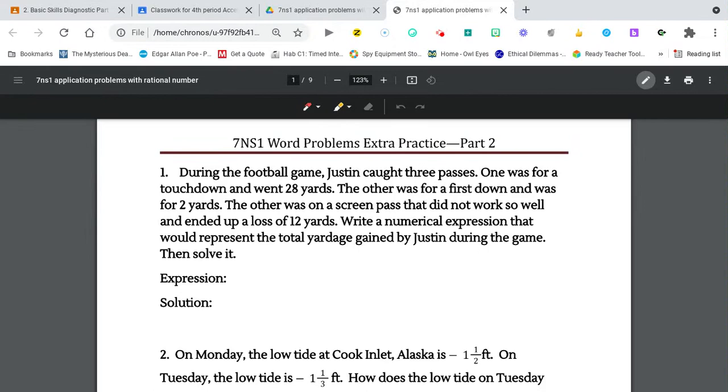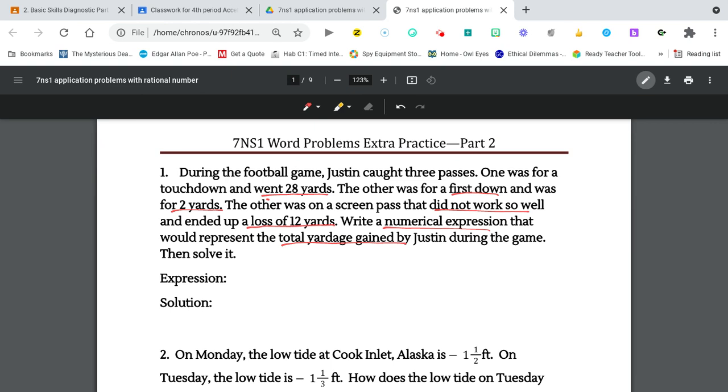All right, number 1 says, during the football game, Justin caught 3 passes. One was for a touchdown and he went 28 yards. So that's a good thing. The other was for a first down and was for 2 yards. And the other was on a screen pass that did not work out well, and he ended up with a loss of 12 yards. So I need you to write a numerical expression that's going to represent the total yards gained by Justin during the game.